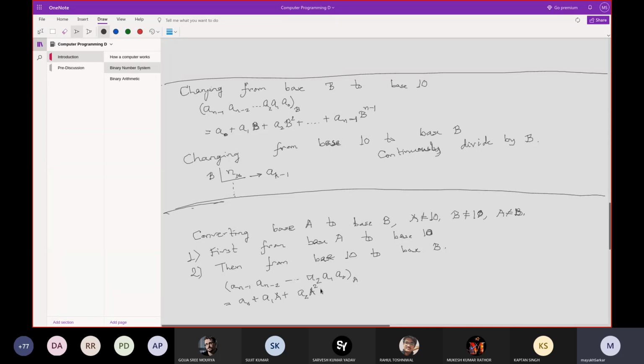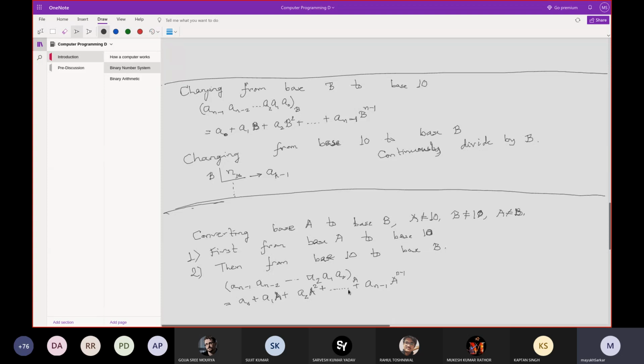If some of you face difficulty understanding the handwriting, let me know. I'll recapitulate what I've written here. And a_{n-1} times A to the power n minus 1.